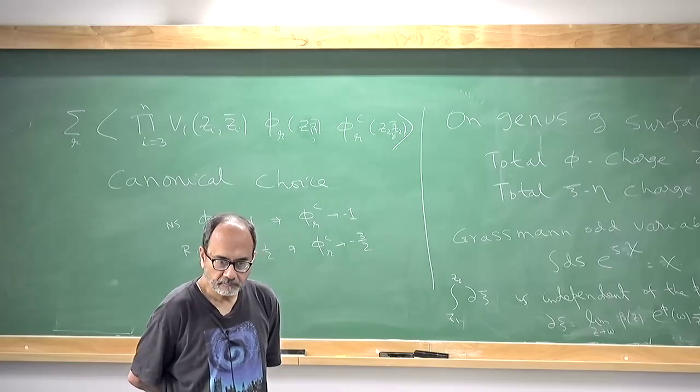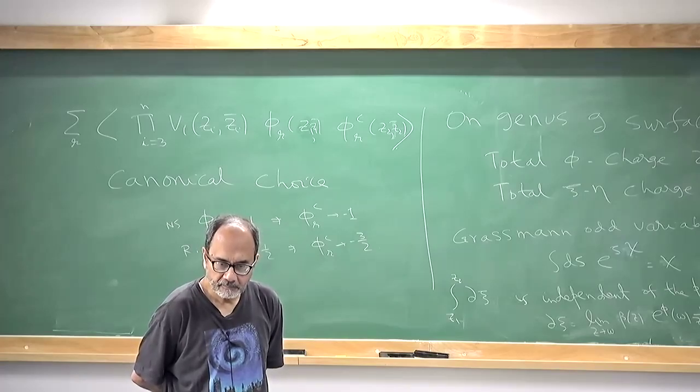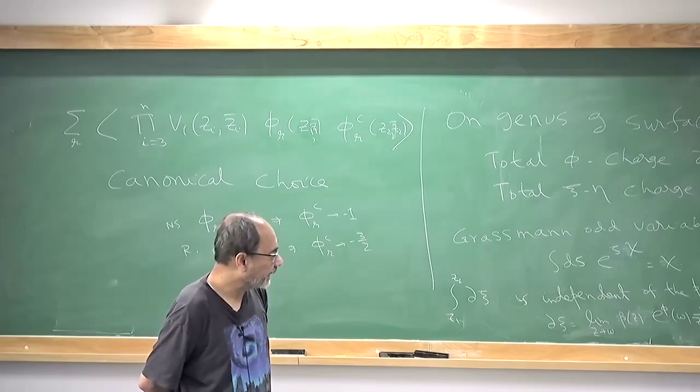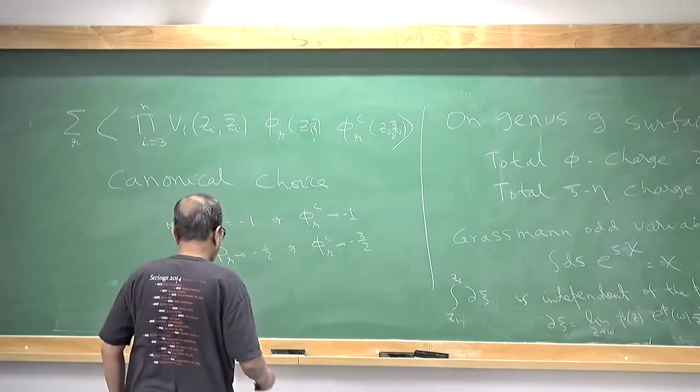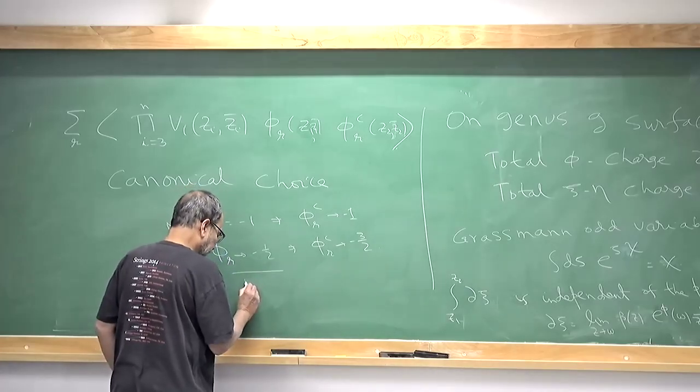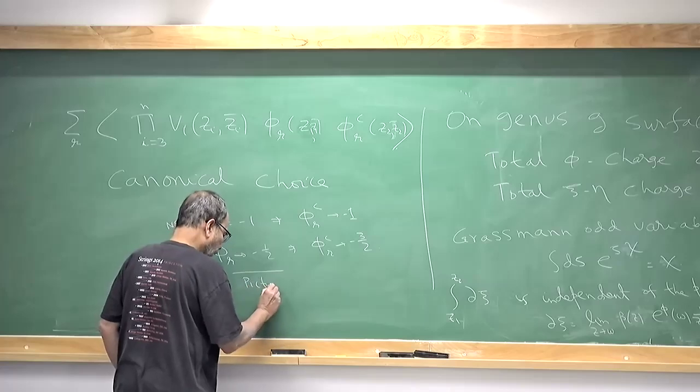Eta, xi, phi, all these have different picture numbers. When you put them even on a sphere, they have to add up to picture number -2. Then on higher genus, it changes to some other value, like 2g minus 2. What changes is the following: suppose you have decided that we look at picture number -1.